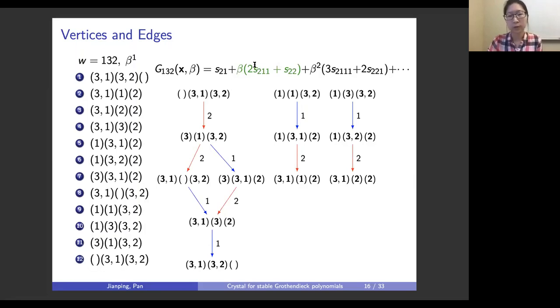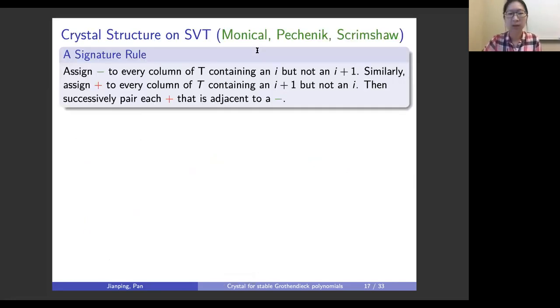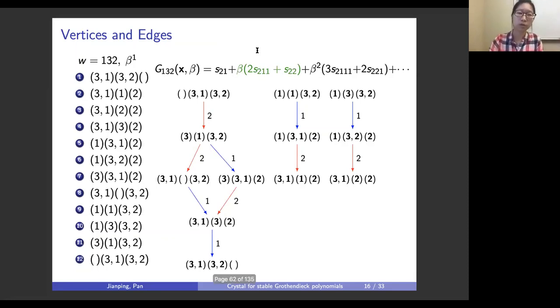And if you look at the Schur expansion, there are 3 Schur functions in the linear term. That means there are 3 connected components. Actually, the S22 corresponds to this component, and S211 corresponds to these 2 isomorphic components. So here we can associate crystal graphs to stable Grothendieck polynomials. That is one crystal structure.